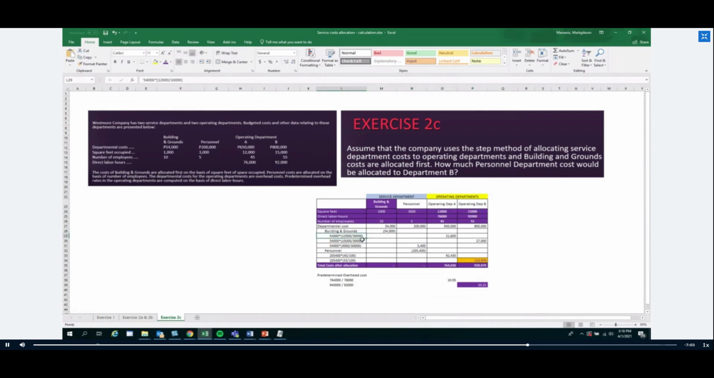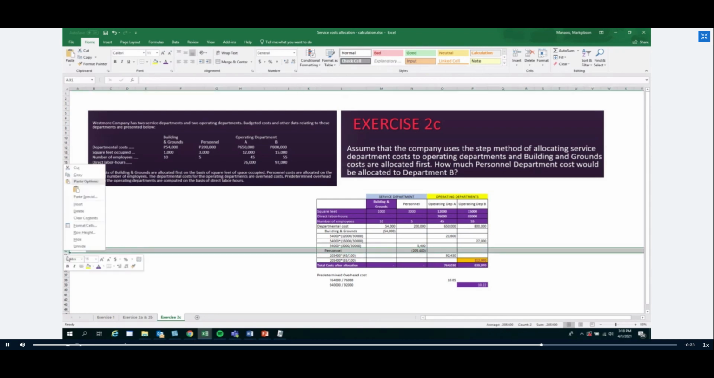So, meron kang 54,000 multiplied by 12,000 over yung total ng tatlo, 30,000. So, that's 21,600 for Department A. And then, 54,000 multiplied by 15,000 for Department B over 30,000 yung total ulit ng tatlo. So, that's 27,000. So, may kulang pa, class, ha? Dahil 48,600 pa lang yan. The remainder will be allocated to the personnel department. So, that's 54,000 multiplied by 3,000 over 30,000.